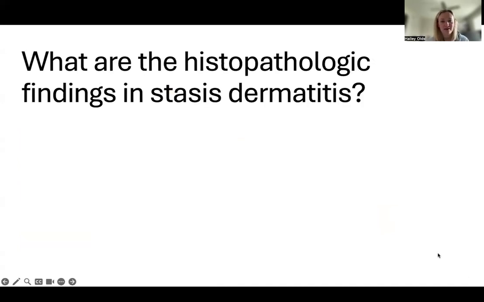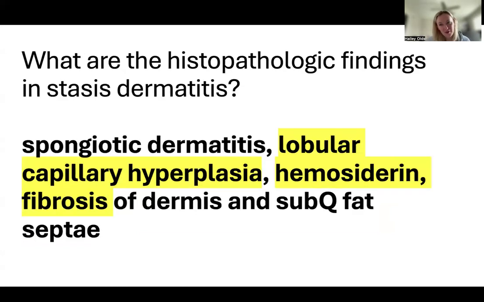What are the histopath findings in stasis dermatitis? So sometimes you'll see a biopsy from a leg, and it can be hard to tell exactly what it is because they have underlying stasis dermatitis as well. So it's a spongiotic dermatitis, and then you also see increased capillaries, hemosiderin deposition, and fibrosis of the dermis and the subq fat.